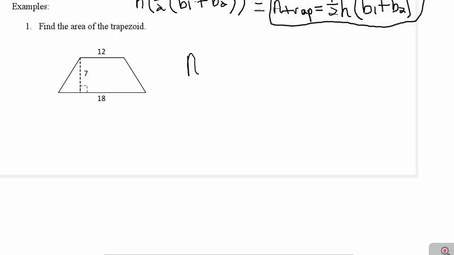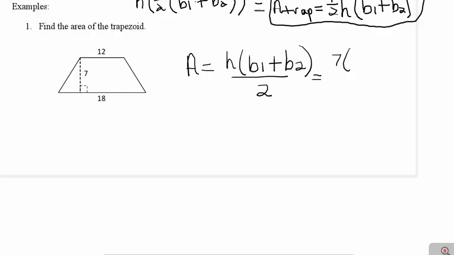So to find the area of the trapezoid, I'm going to use that formula from the first video, which is the height times base 1 plus base 2 divided by 2, or that's the same thing as 1/2 h times b1 plus b2. And I'm just going to substitute all of the numbers that I have. So the height of my trapezoid is 7, base 1 is 12, base 2 is 18, and then I'm going to divide that by 2.